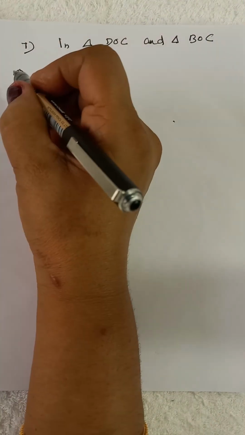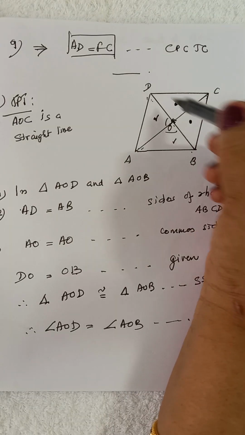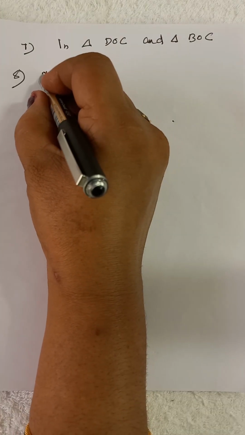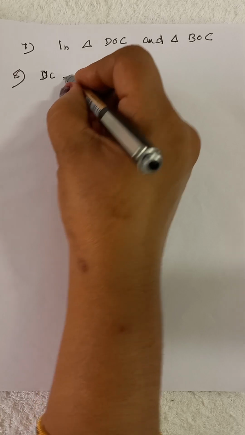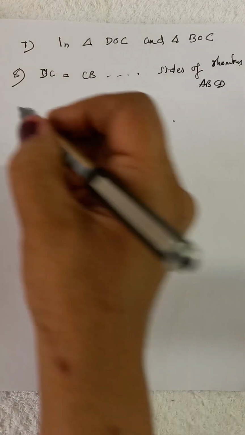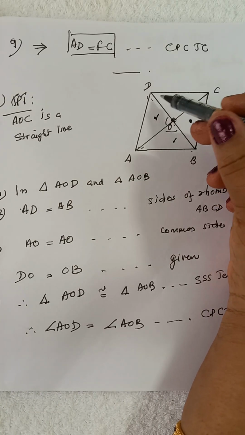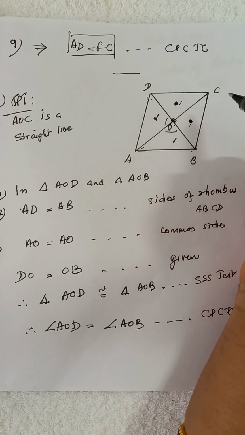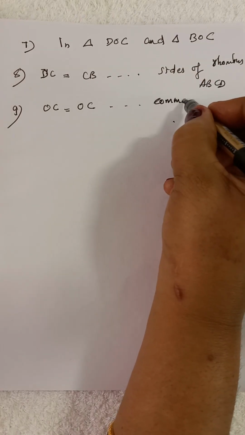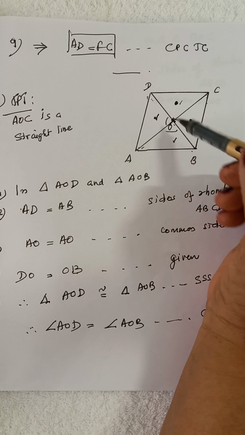Eighth point, here this DC is equal to CB because these are sides of this rhombus. All sides are equal. So we can write DC is equal to CB. Reason is sides of rhombus ABCD. Ninth point, this side OC, which is common to both this triangle and this triangle. So we can write OC is equal to OC. Reason is common side.